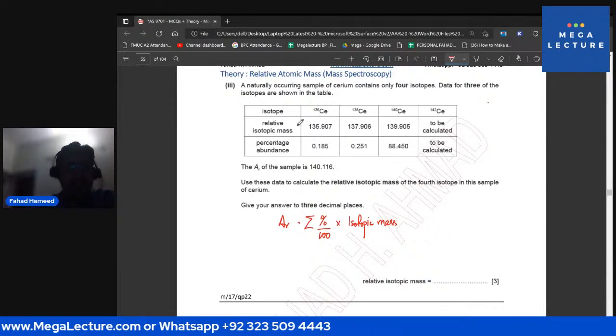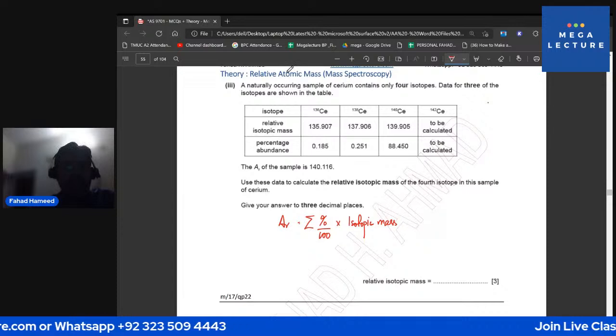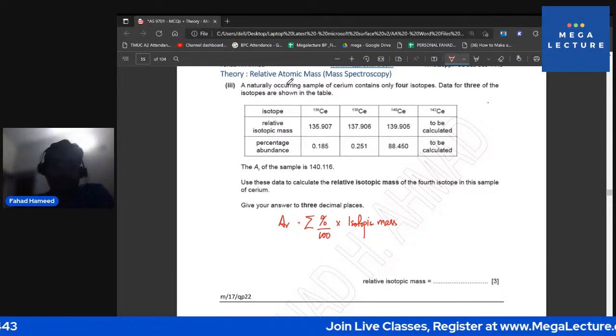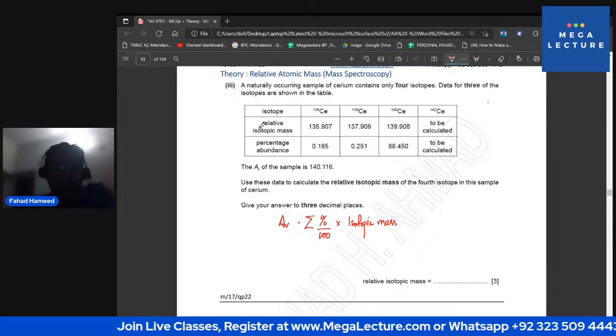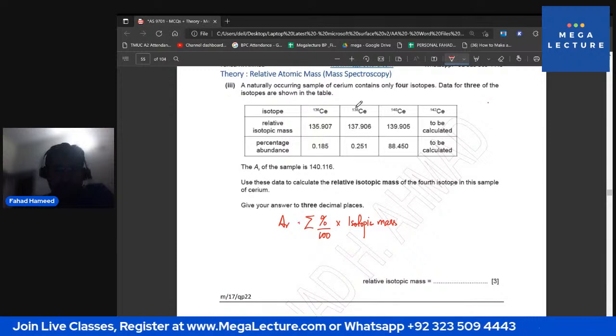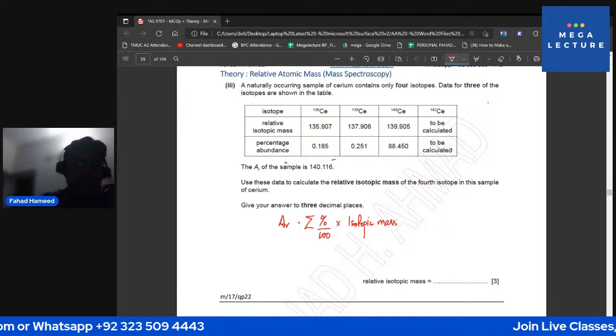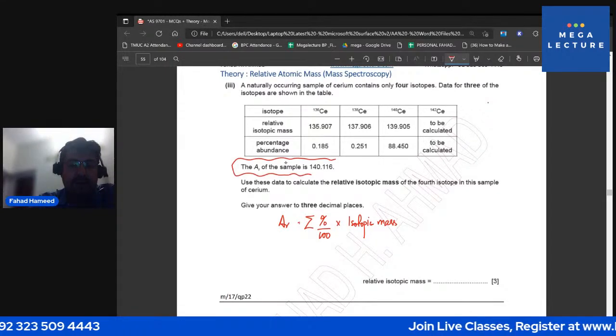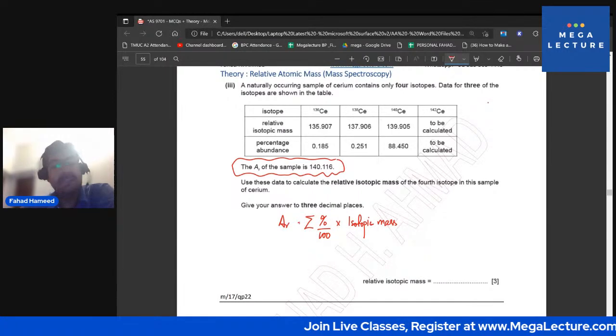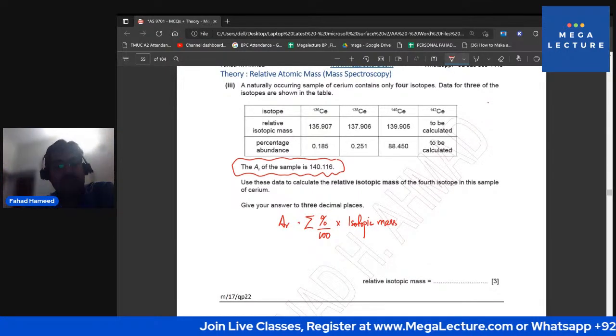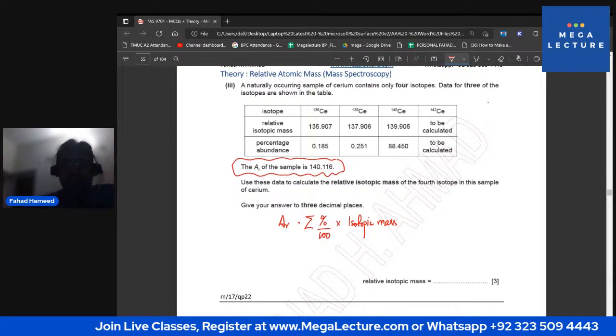For example, in this question, if you read this carefully, they're talking about a naturally occurring sample of cerium, which contains only four isotopes. Data for three of the isotopes are shown. The fourth one is not shown, and they've told you that the Ar is 140.116. That's provided, and we use this data to calculate the relative isotopic mass of the fourth one.